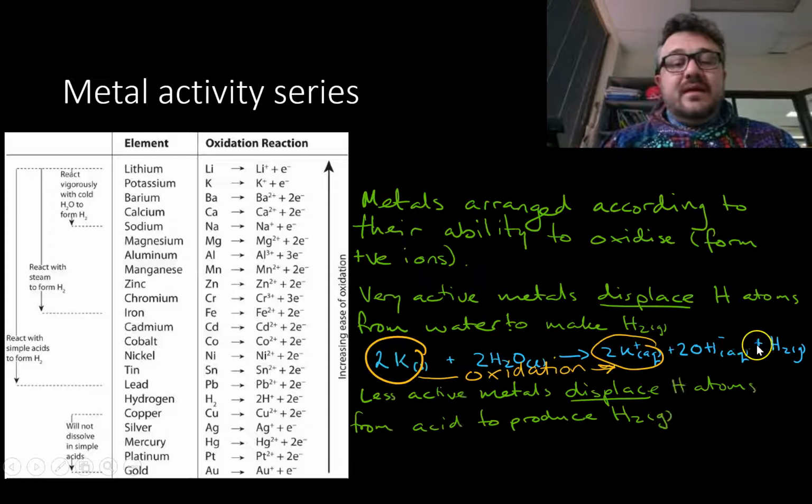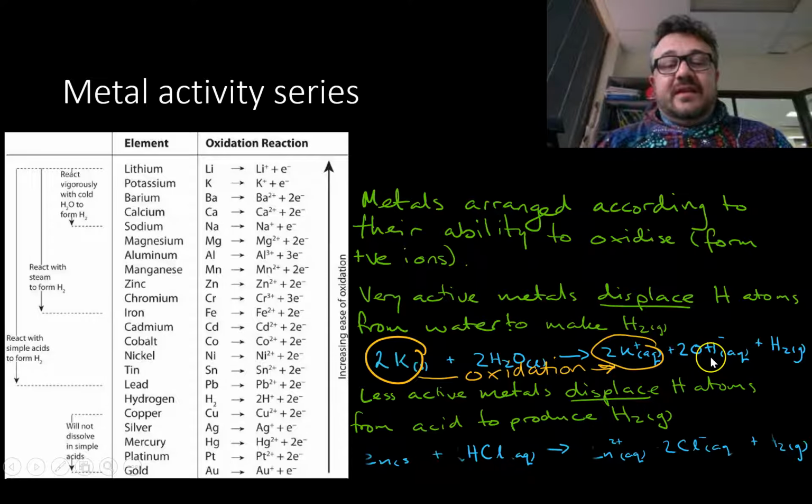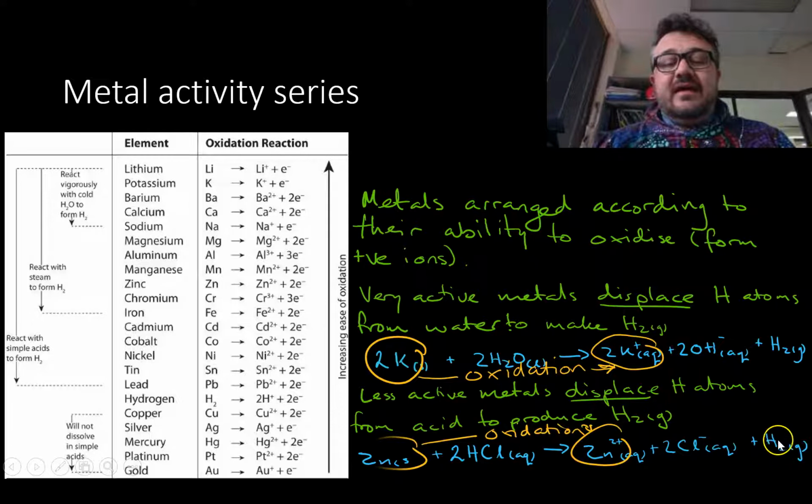Less active metals displace hydrogen atoms from acid to produce hydrogen gas, but then we've got even less active metals that won't do that unless a significant amount of energy is put in. For example, here we have zinc, which is combined with hydrochloric acid to give us zinc ions, chloride ions, and hydrogen gas. And the zinc is that which is oxidized.